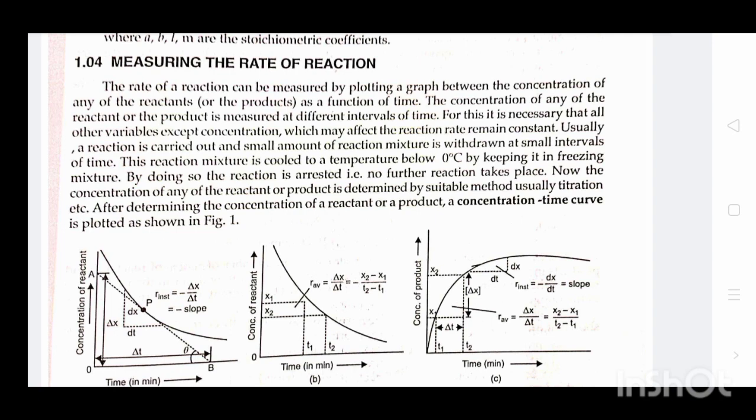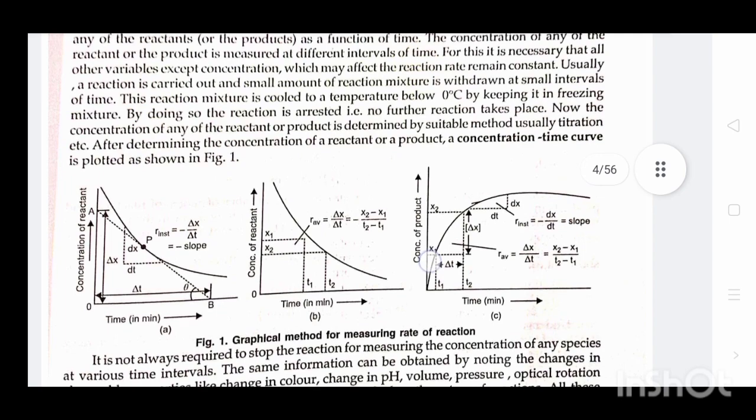Usually a reaction is carried out and a small amount of reaction mixture is withdrawn at small intervals of time. This reaction mixture is cooled to a temperature below 0 degrees Celsius by keeping it in a freezing mixture. By doing so, the reaction is arrested. No further reaction takes place. Now, the concentration of any of the reactants or products is determined by a suitable method, usually titration. After determining the concentration, the concentration-time curve is plotted as shown in figure 1.